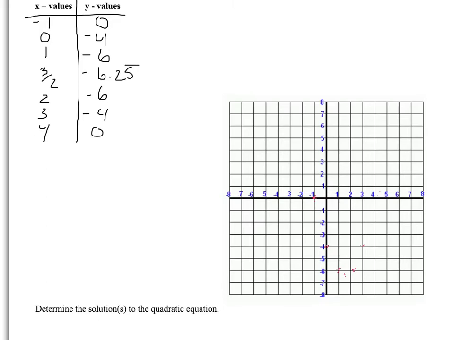And 4, 0. Sorry, I know my points aren't the best. After you do that, you connect your points. Please make sure it looks like a U the best you can and not a V. You should be able to go through your points better than I did. It's just very difficult for me to do.